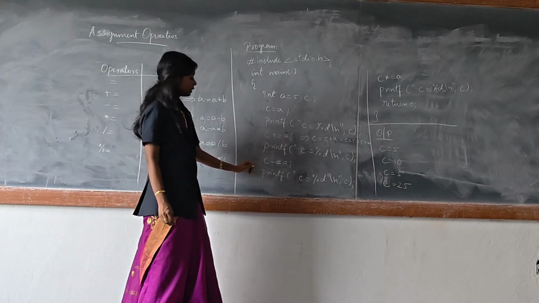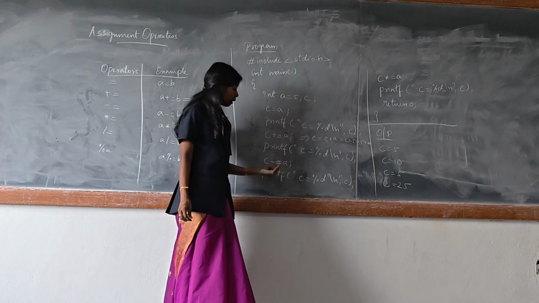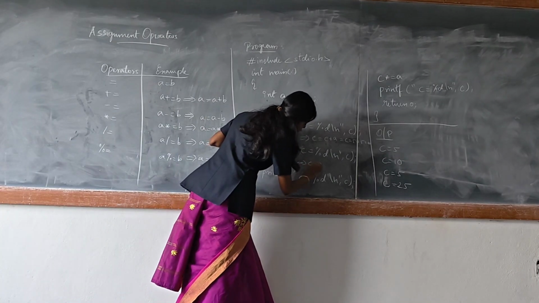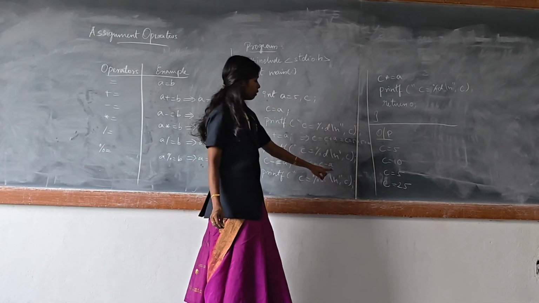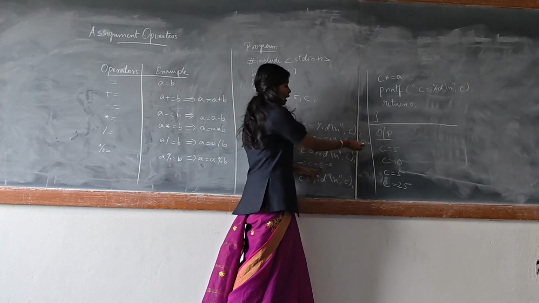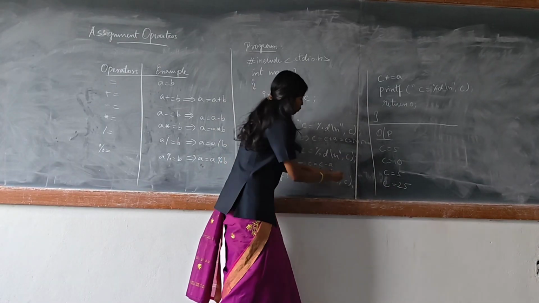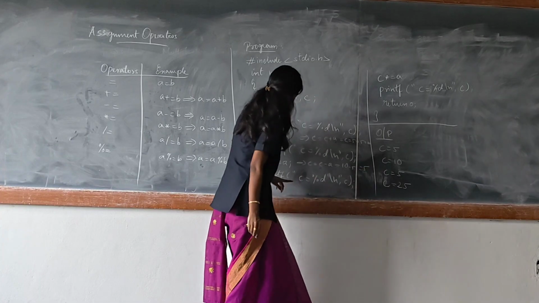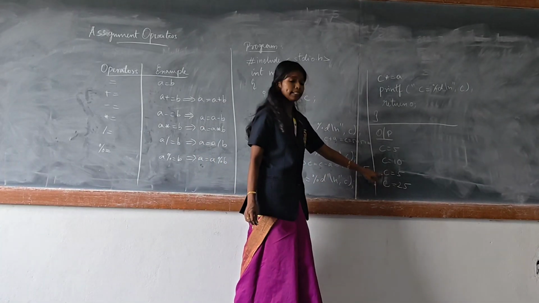Next I have assigned C minus equal to A, which means C equal to C minus A. Now the value of C is 10 and the value of A is 5, which is equal to 10 minus 5 equal to 5. Now I have printed the value of C, so we get the output as 5.